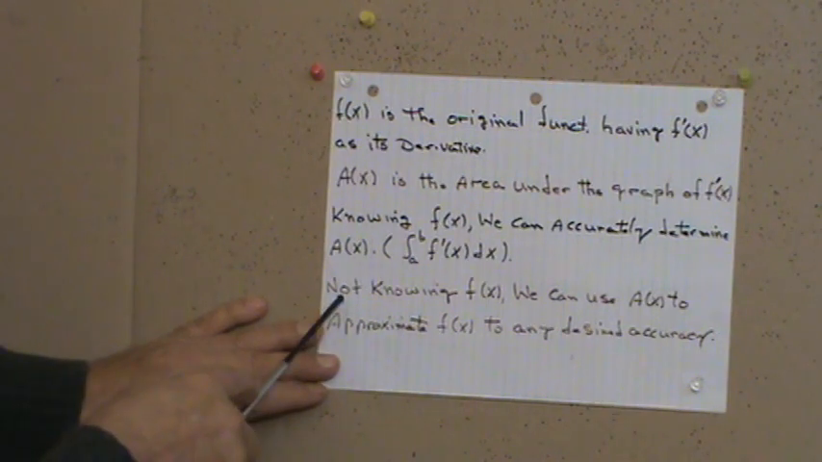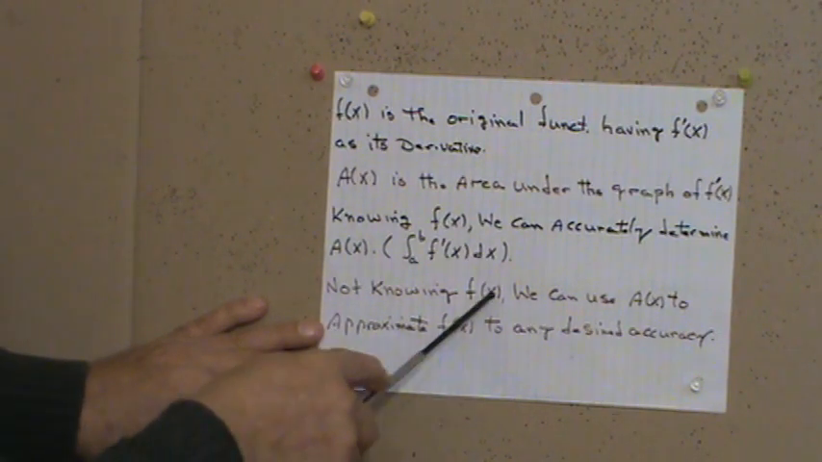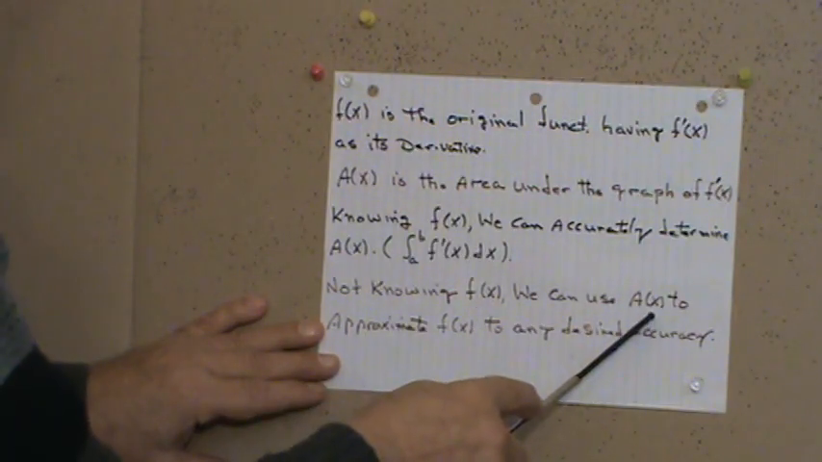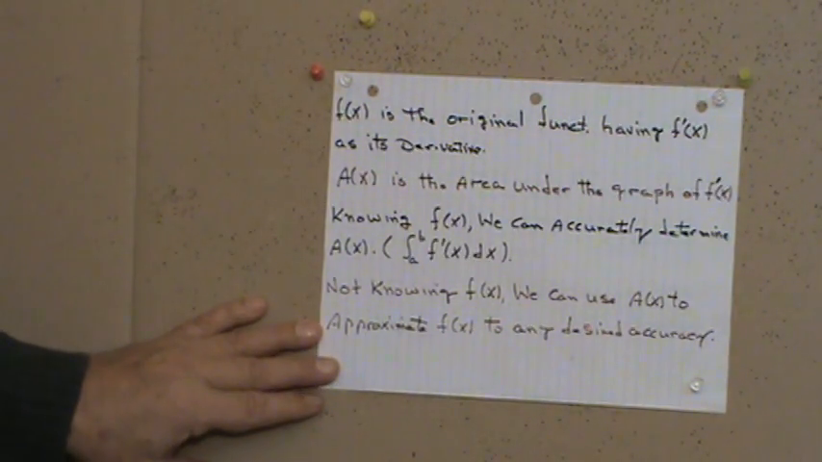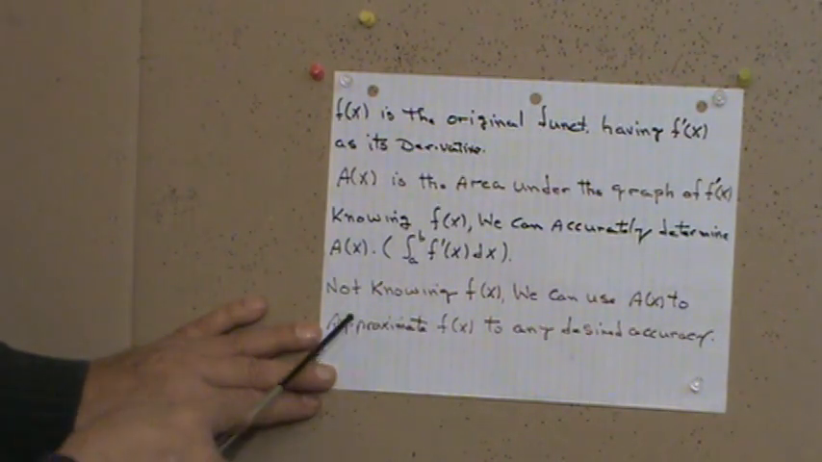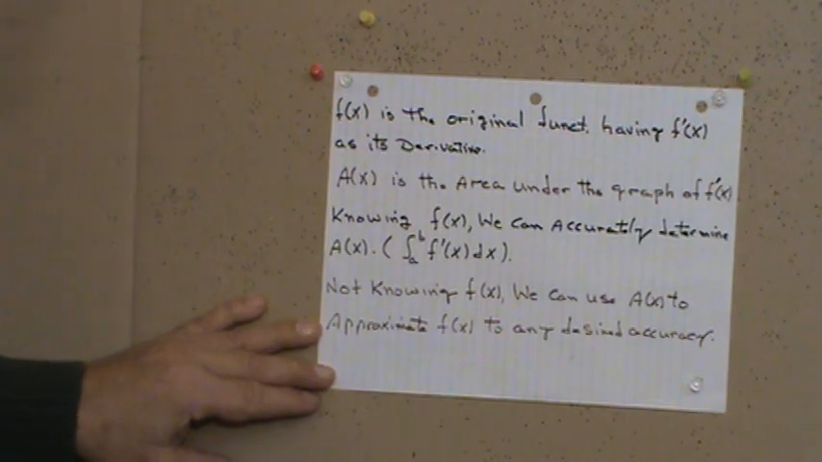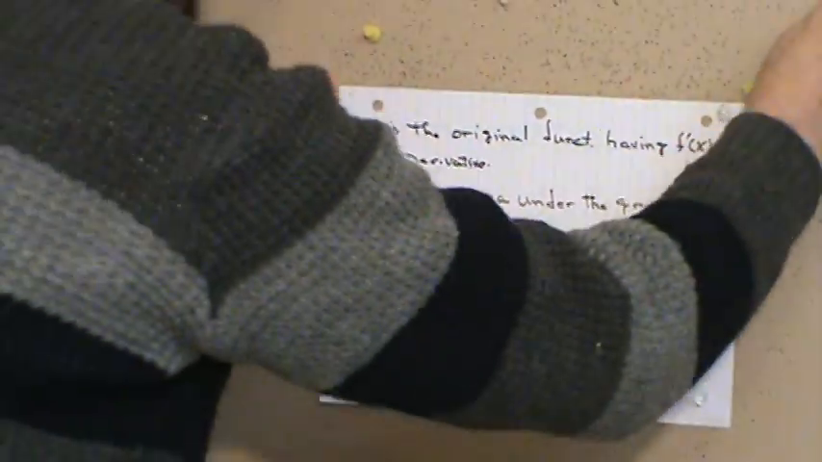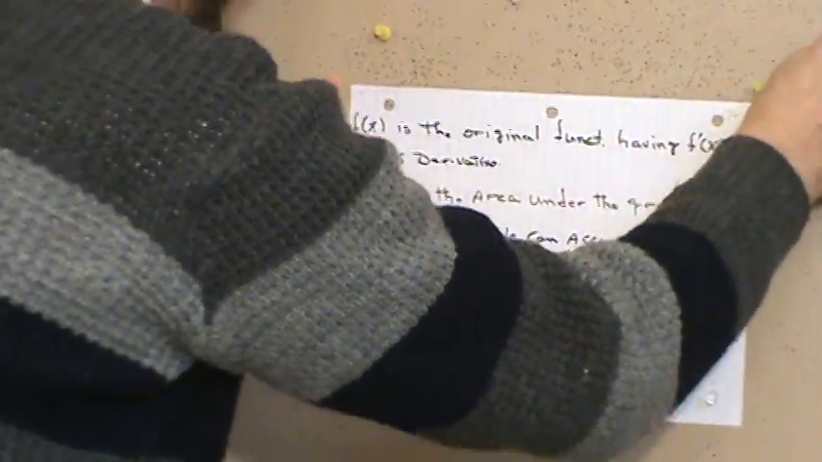Now, here, not knowing f of x, we can use A of x, which is the area under the graph of the derivative, to approximate f of x to any desired accuracy, as I've already mentioned. All right, then, let me zoom this one back and say a few more words, and that will be for today's lecture.